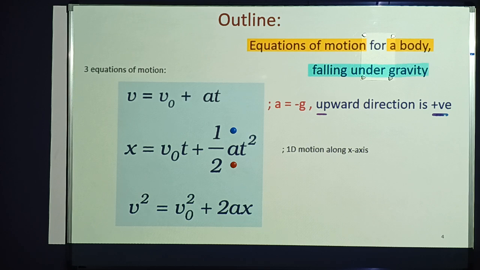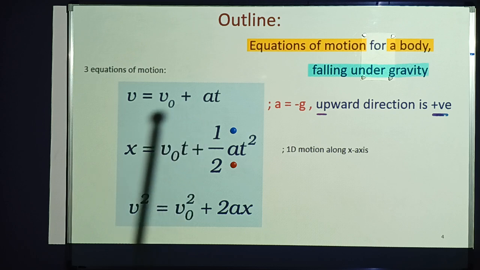The three equations of motion of a body where the acceleration is uniform and constant are v equal to the initial velocity v naught plus a into t, where a is the acceleration, which is a real number, and t is the time. Displacement x, the motion is along the x-axis, so displacement, the x value, is the initial velocity into time plus half a t square. And the velocity square at any time is initial velocity square plus 2ax.